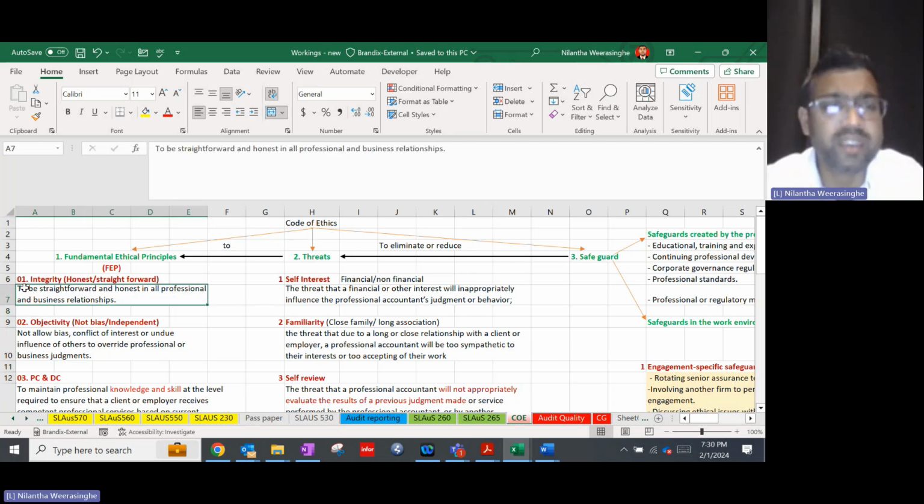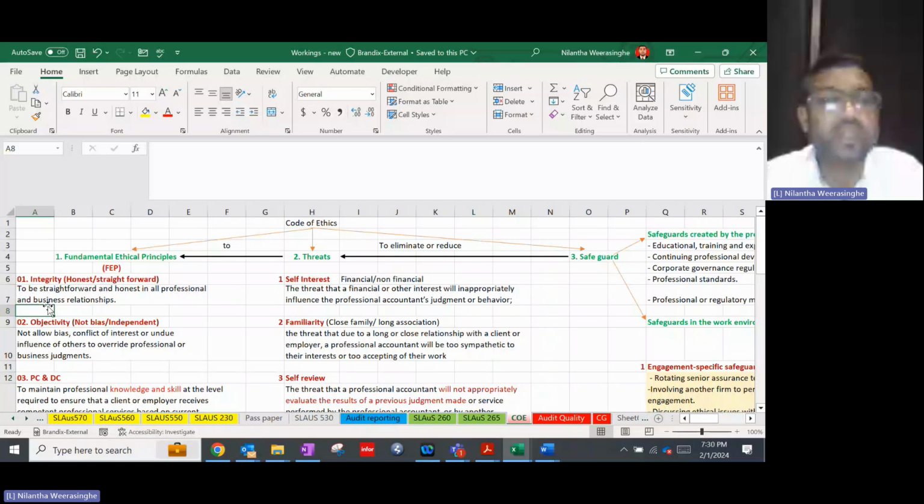That is integrity. Right? Objectivity. Objectivity means you are not biased to anyone. You are independent. Right? Simple example. Now let's say, who appoints auditors? Shareholders of the company during the annual general meeting, or the board of directors during the annual general meeting.